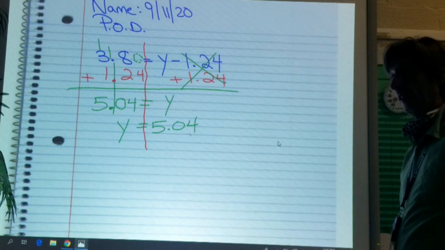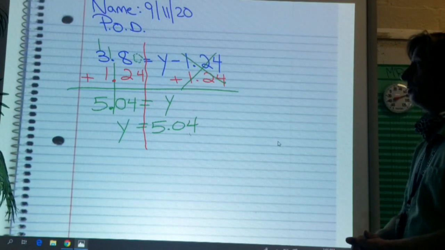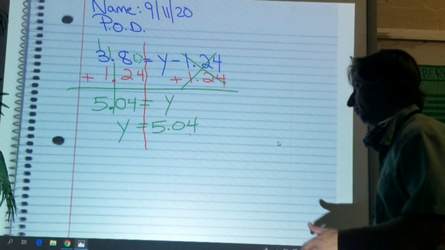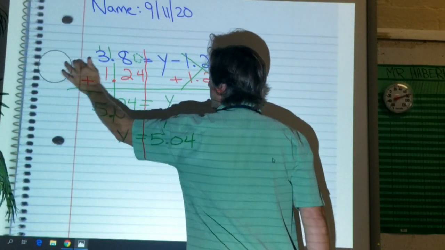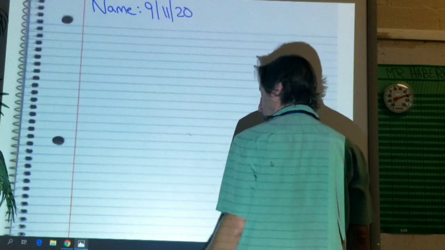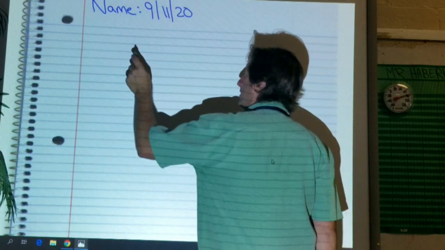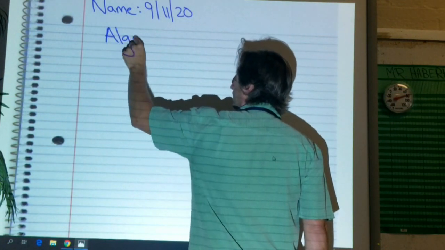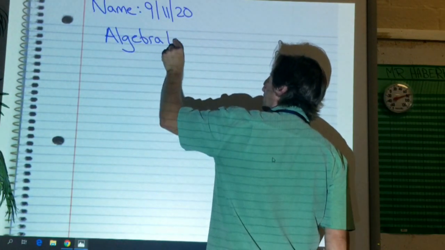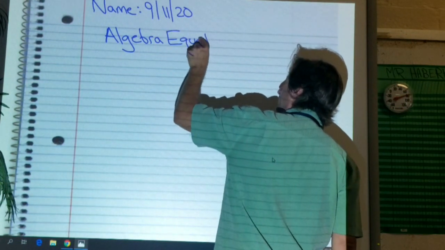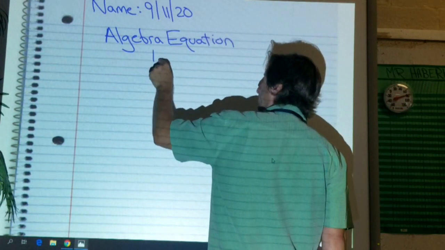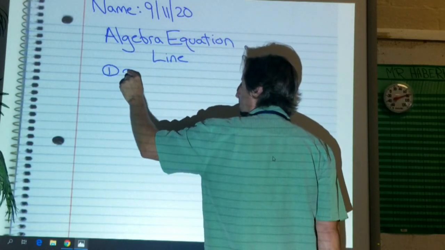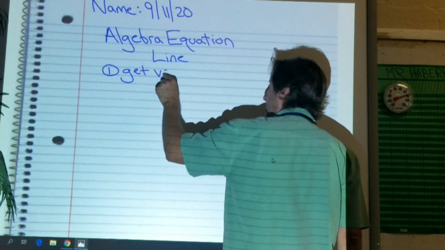So we've already learned a lot of algebra this week. So what we're going to do today is just kind of review the steps of solving any of these algebra equations, all right? And we're just going to do one more together to make sure we remember. All right, so before we even start an algebra equation, we draw our line. And then step 1 is get the variable by itself.